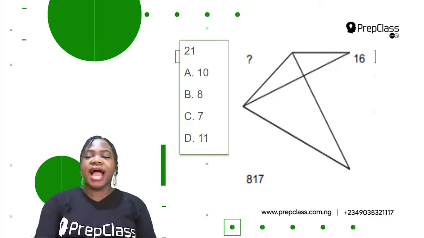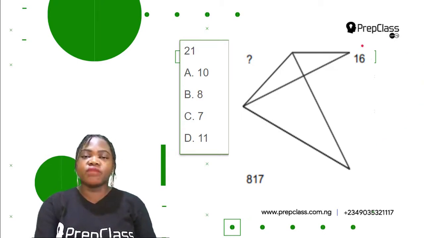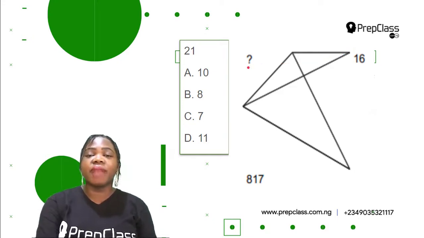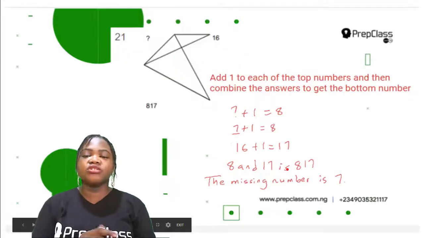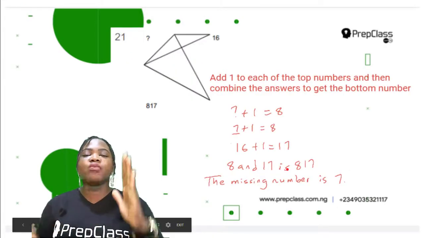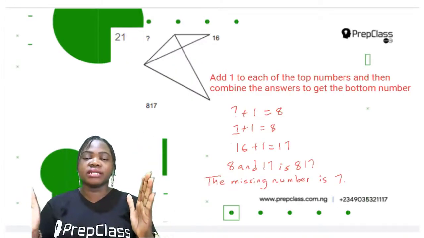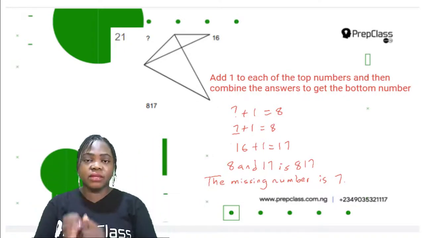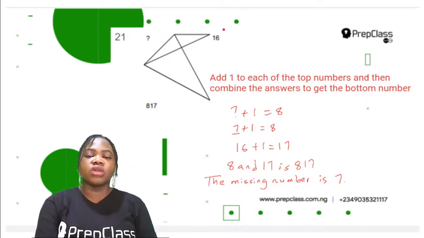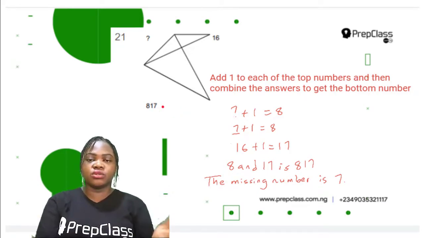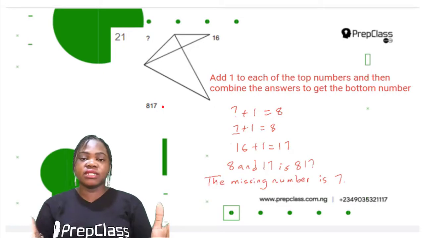So here we are given just one of the top numbers. The second top number is missing, and then the bottom number is also given. Okay, so how do we do this? Remember that we add 1 to each of the top numbers, then we combine the answers to get the bottom number. So the bottom number here is 817. When we add 1 to each of these top numbers and combine the answers, we should get 817. So 817 can be divided into 2. So we have 8 and 17.